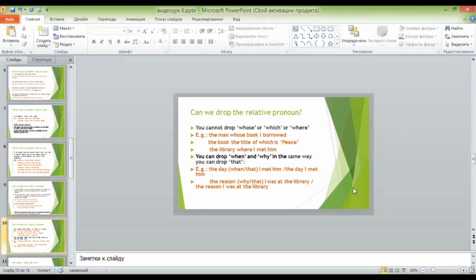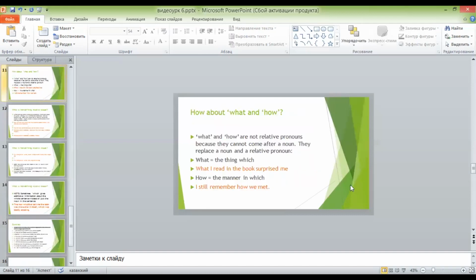You also cannot drop whose or which or where. For example, the man whose book I borrowed, or the book, the title of which is Peace, or the library where I met him. You can drop when and why in the same way. You can drop that. For example, the day I met him, or the reason why I was at the library, the reason I was at the library.